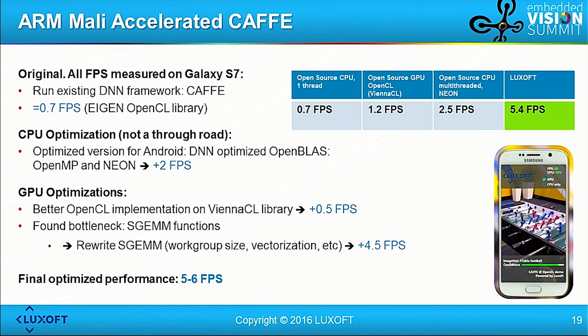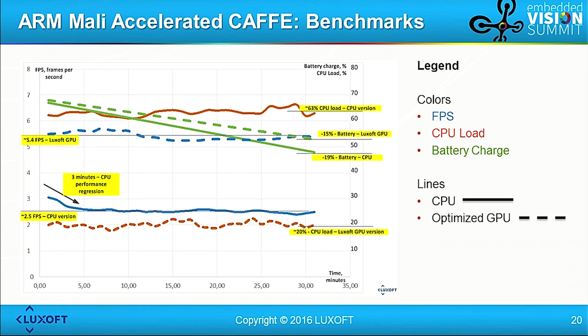We get at least 8x in performance. And now we have neural network running live on Samsung with 5-6 FPS. And as I mentioned a couple of times, it's important to benchmark everything. And this is the example of how we do it.